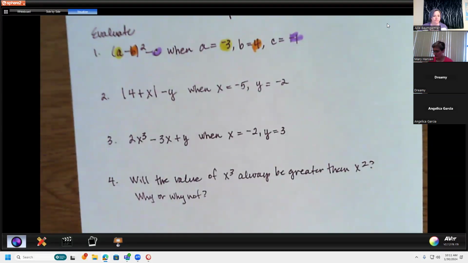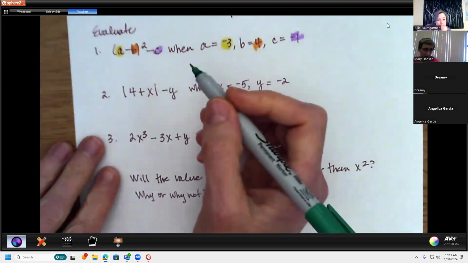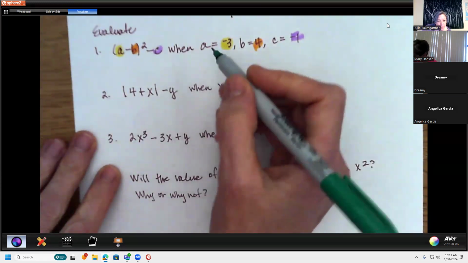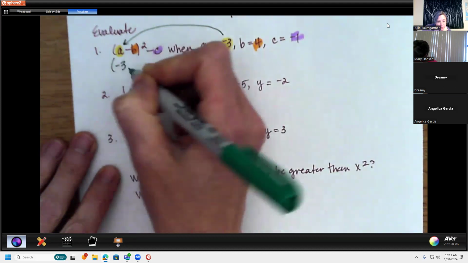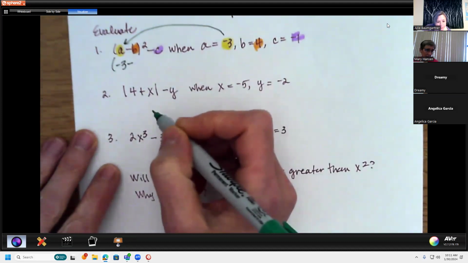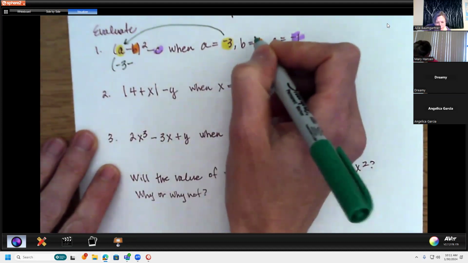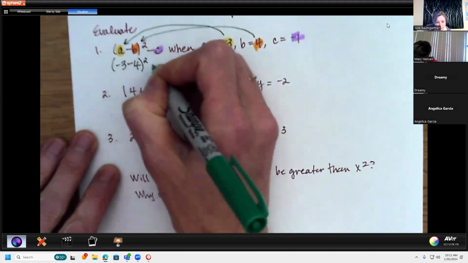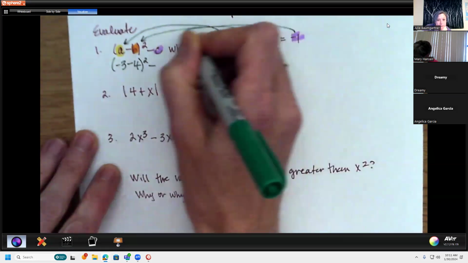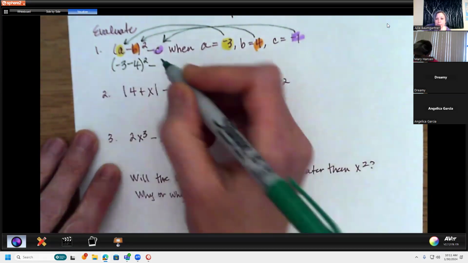Okay, so the first step to simplifying or evaluating these is to plug in what you know and then work from there. So I'm going to put in -3 for A. So I have -3 minus, then I'm going to put in 4 for B. And then I'm going to put in -1 for C.